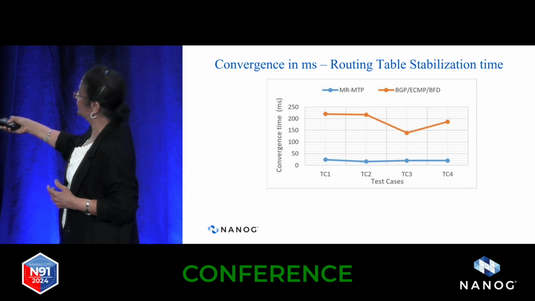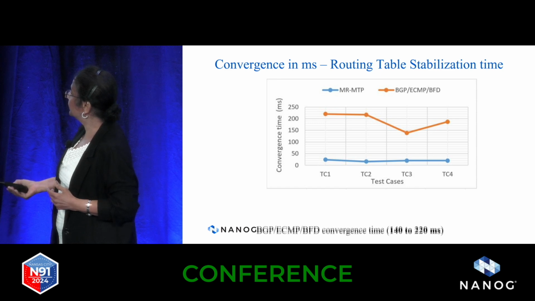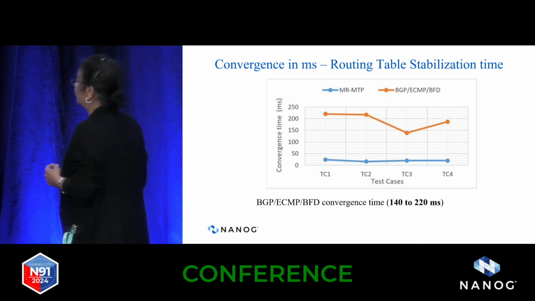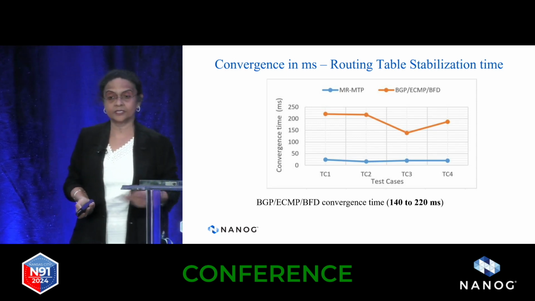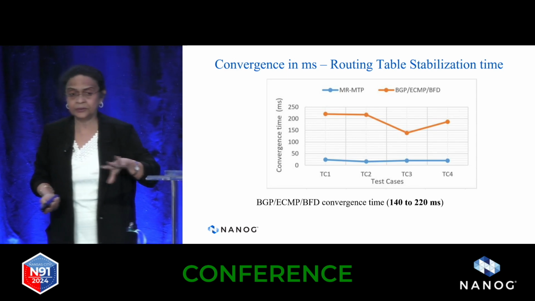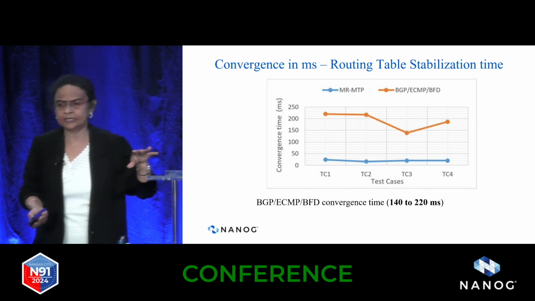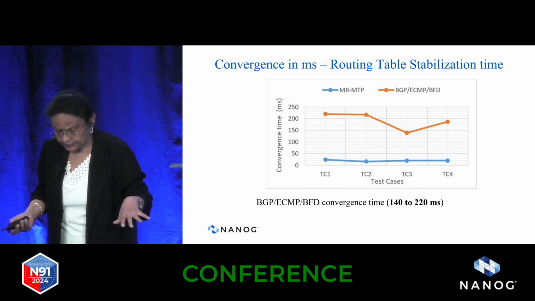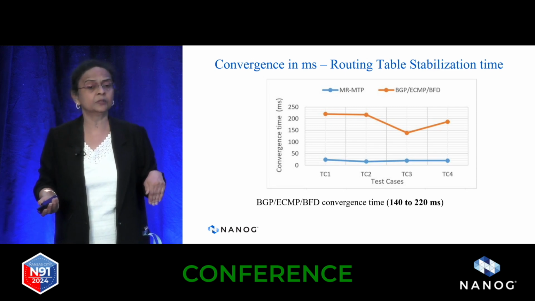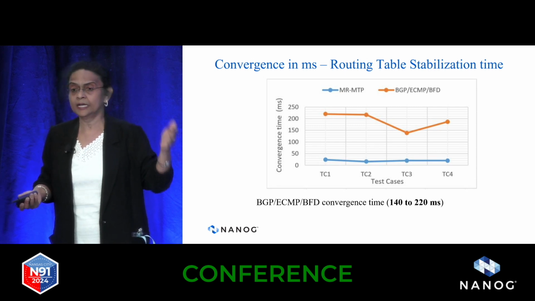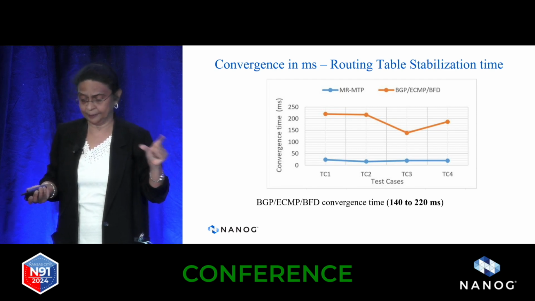And this is the convergence time with MR-MTP, okay? The convergence time with BGP was around 140 to 220 milliseconds. We had used BFD. We had reduced BFD. I think the transmit interval was 100 milliseconds. We could not reduce it anything below that because of false failures. But with MR-MTP, we could cut down the hello timer considerably. And remember, failure detection happens in 1.5 times the hello timer, okay?